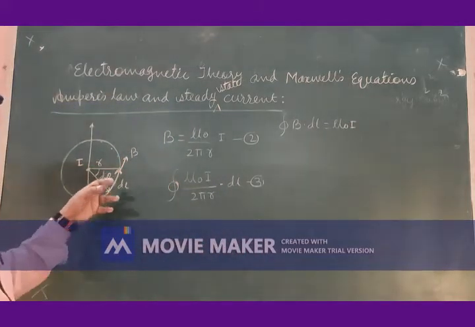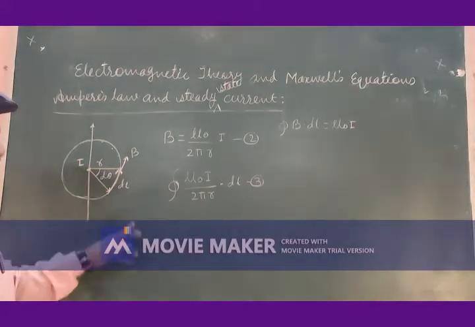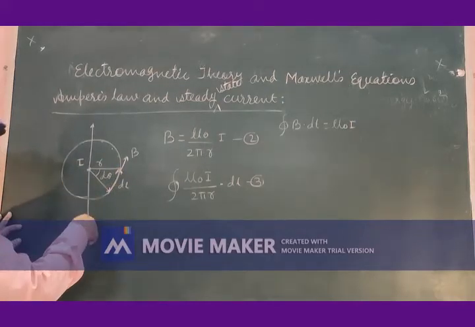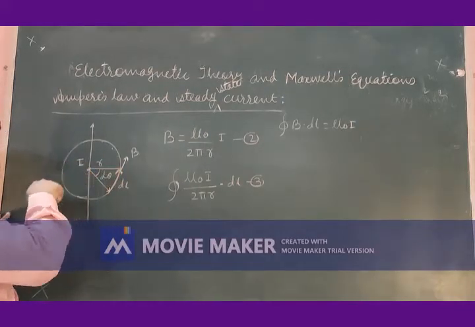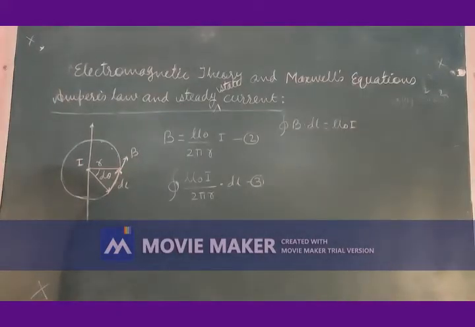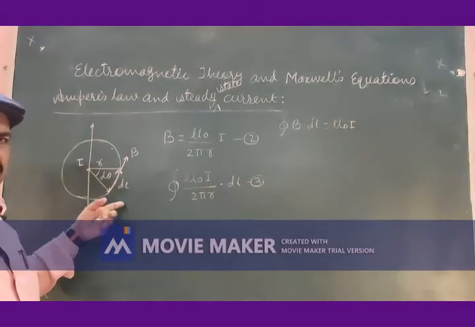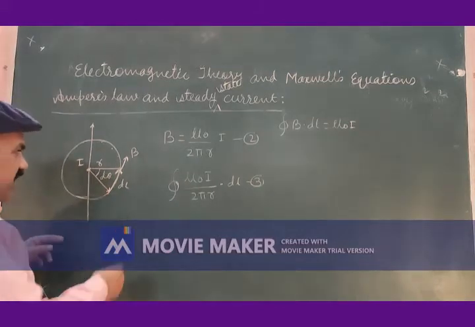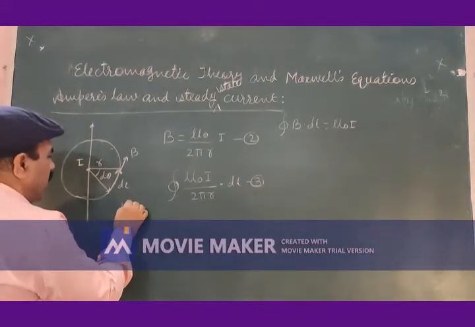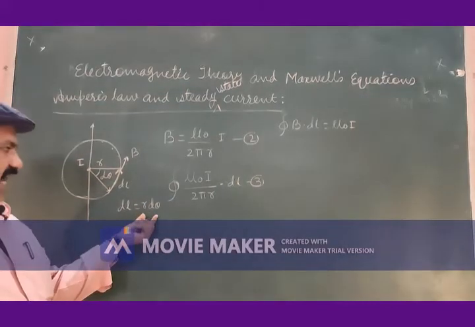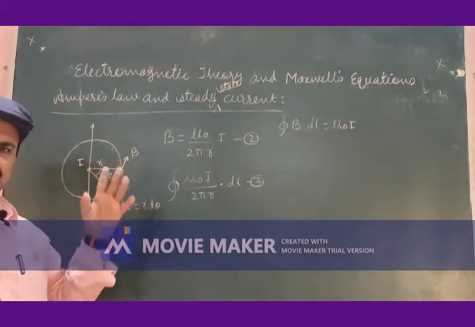What is this dl from the geometry of the figure? This dl is the arc of this closed path. It subtends angle theta at the center of the closed path, and R is the radius of this closed path. Then the length of the arc is given by the product of the radius and the angle subtended by the arc at the center. That is, from the geometry of the figure, dl is equal to r d theta. Let us put r d theta for this dl in equation 3.